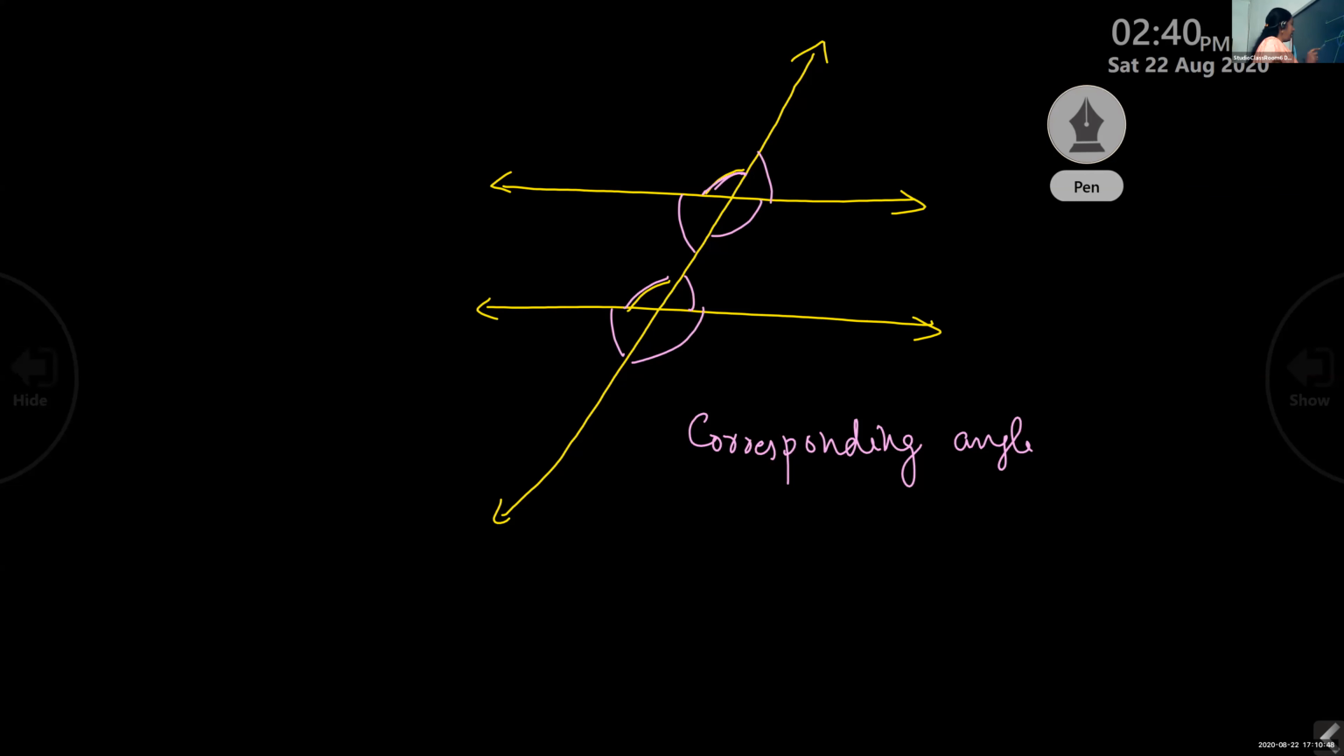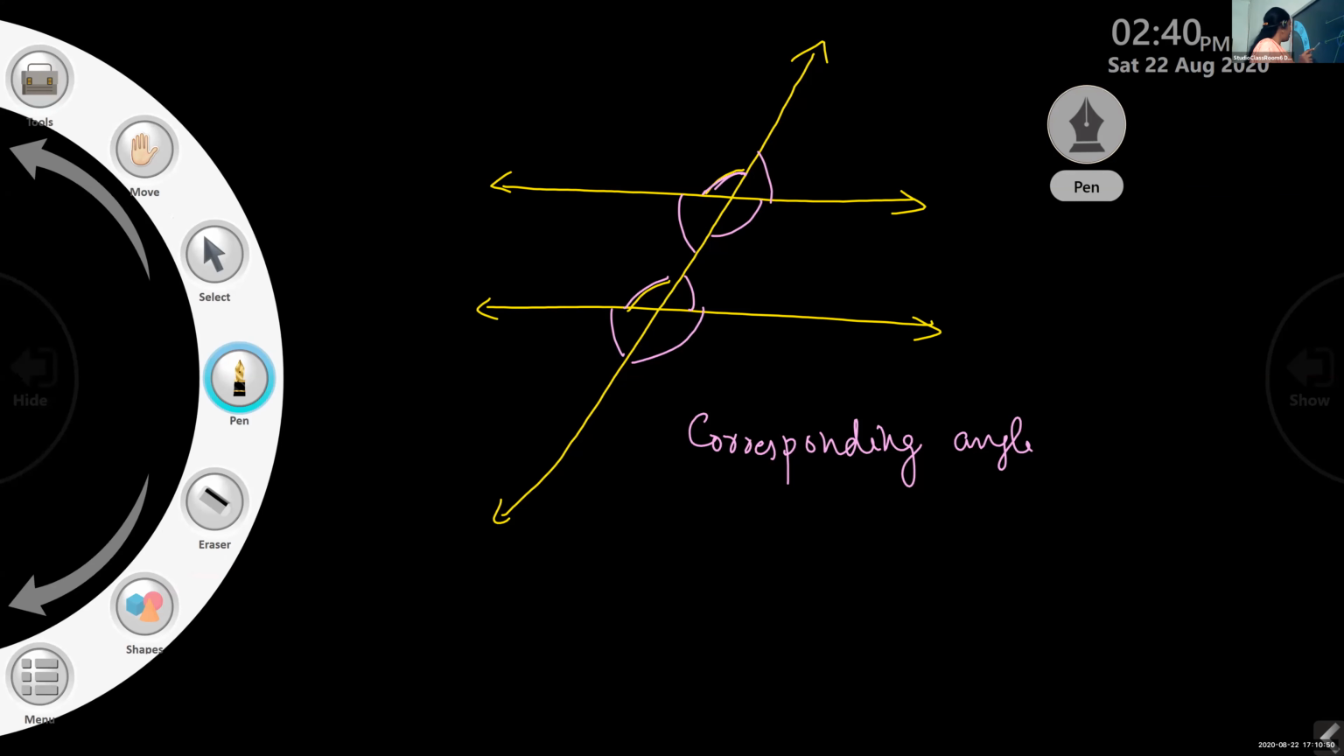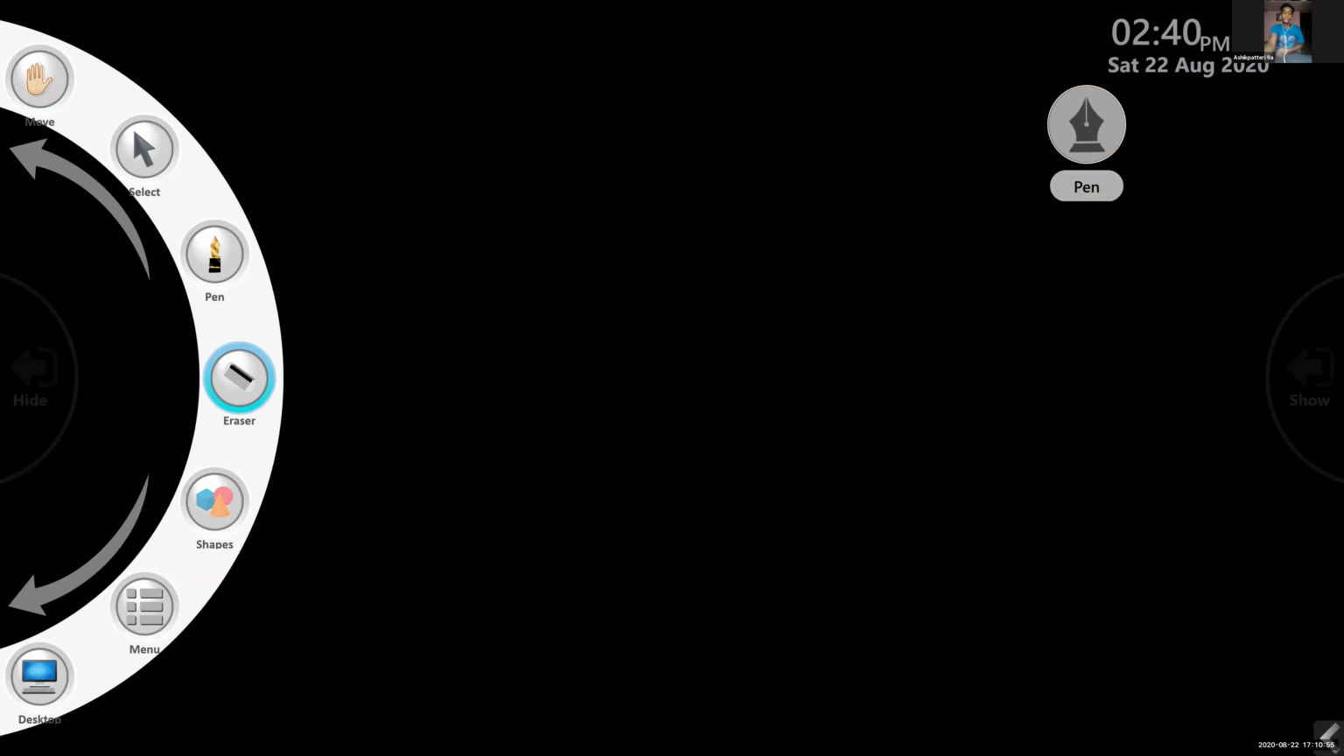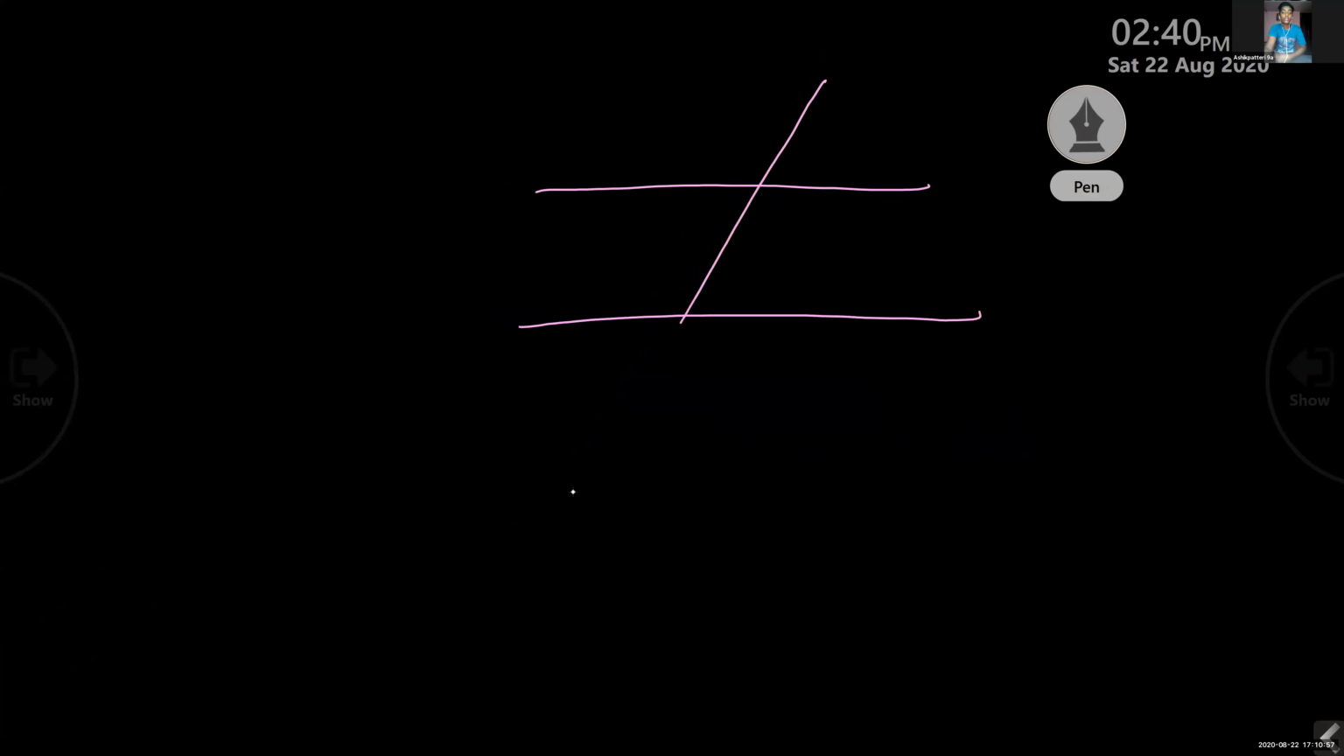Now, after that we have studied about alternate interior angles. That means it is a set of Z-shaped angles.